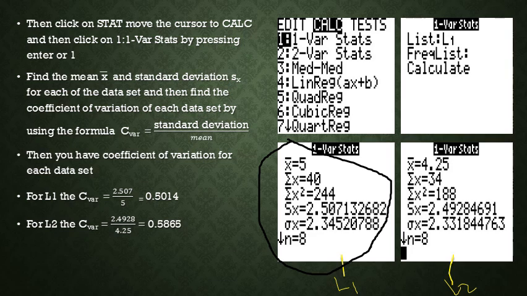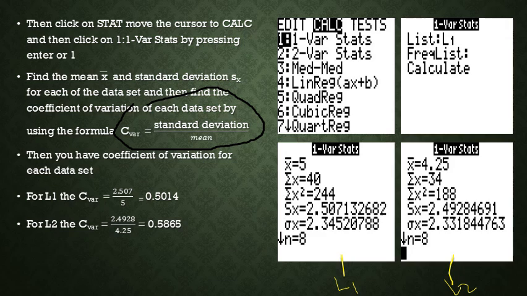Then you take out the mean and the standard deviation. The mean is this here, and the standard deviation is this one, for the data you entered. Then you find the coefficient of variation using the formula: coefficient of variation equals standard deviation over mean, and you find the coefficient of variation for each data set.